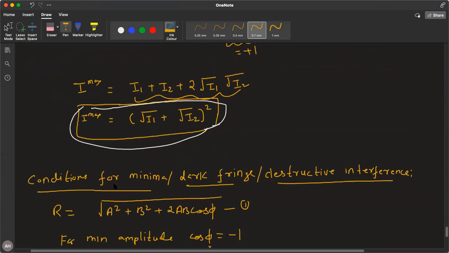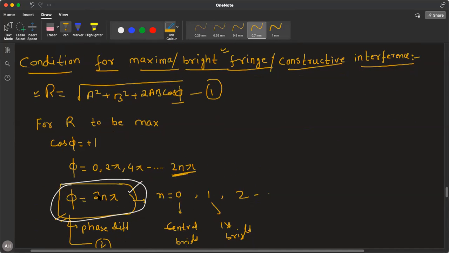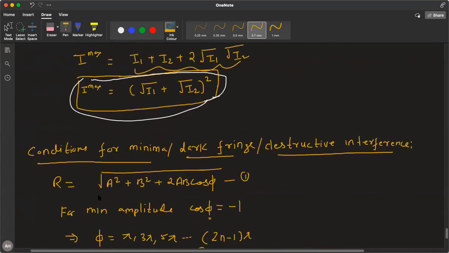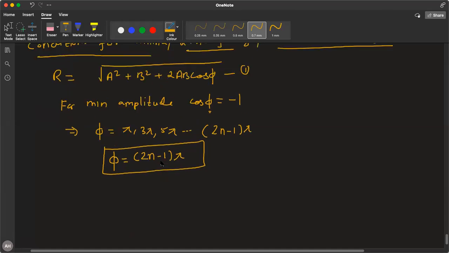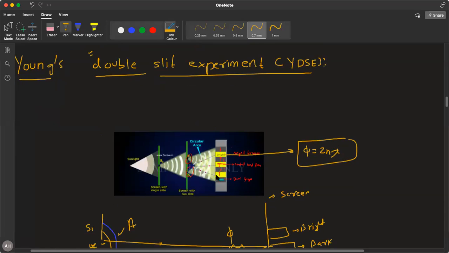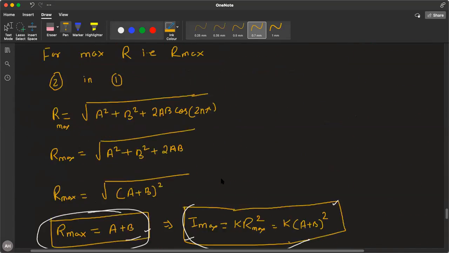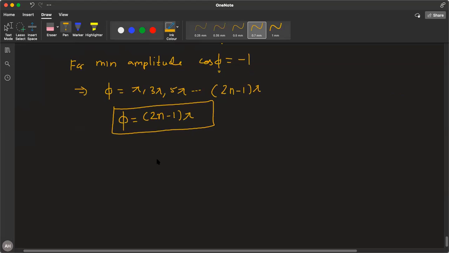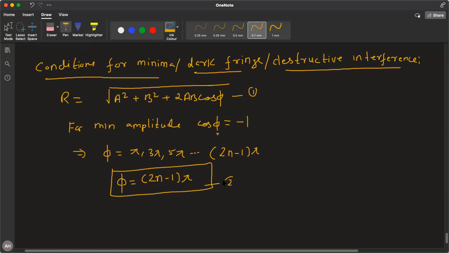So in constructive interference or bright fringe, your phase difference was 2n pi. But for dark fringe or destructive interference, your phi is 2n minus 1 pi. Dark fringe is this one, this image. When we say this, that light will cancel light and you will get a dark spot. The condition for getting a dark spot is your phase difference should be 2n minus 1 pi. Let's call this equation 1. I call this as equation number 2.